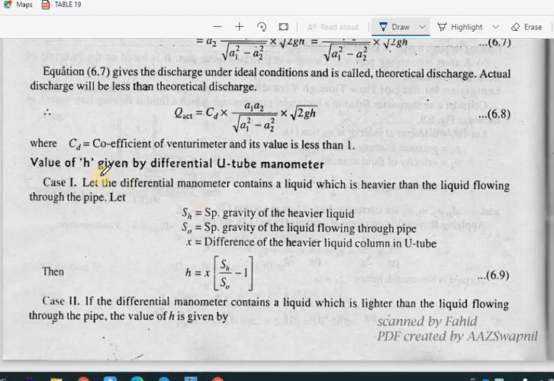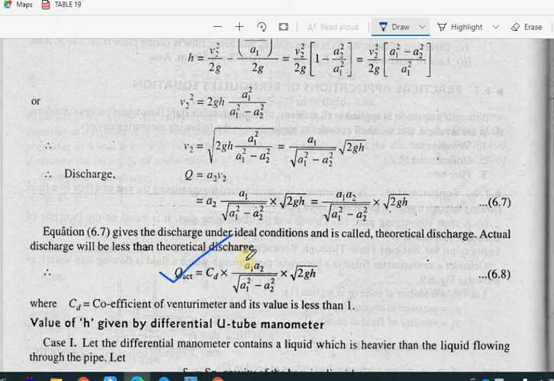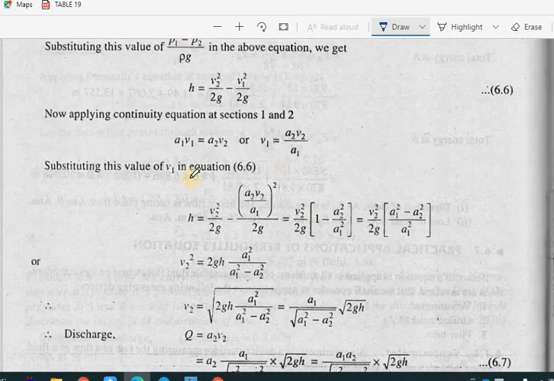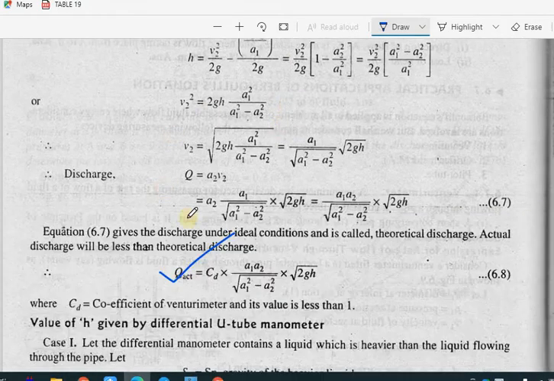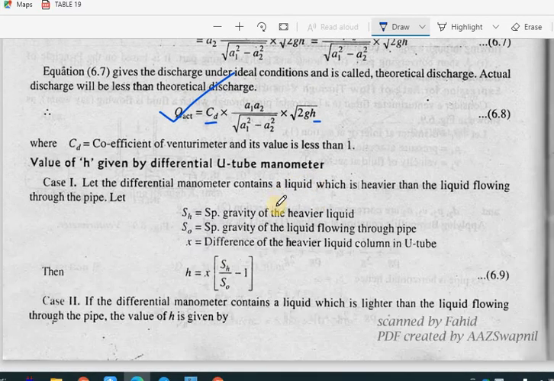In the following numericals, this is the Q actual value, the discharge value which we generally use, the formula which we use, and how this formula comes. I've derived it in the previous class, so you need to see the previous class if you have not seen this formula. So CD is the coefficient of your venturimeter, A1 and A2 are the areas at the inlet and the throat, and this H value is the difference of head of the liquid which is flowing in the pipe and the liquid which is flowing in the venturimeter. So this was the first formula which was used.